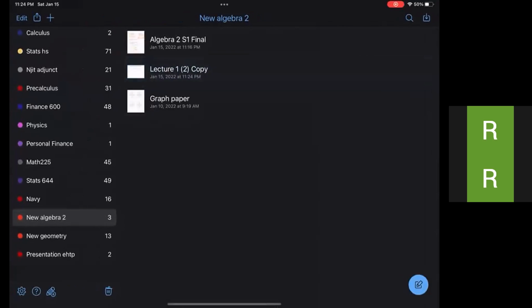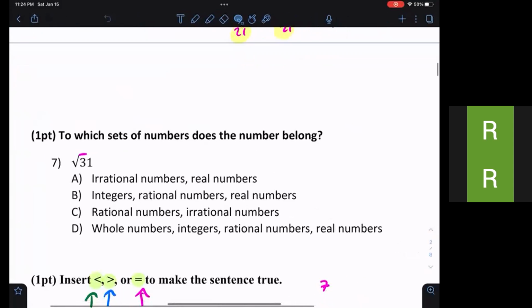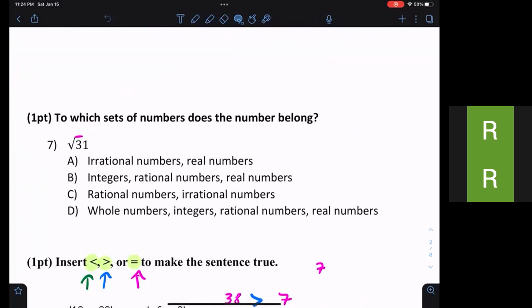So let's go back to the question now that I explained to you what that is, and let's answer this. To which set of numbers does the number square root of 31 belong? We know that that's irrational, because we don't have a perfect square root of 31. If you put that in your calculator, you get 5.567776436. You know that this is irrational already. But the irrational numbers are within a bigger set called the real numbers. So this is the answer for this problem.